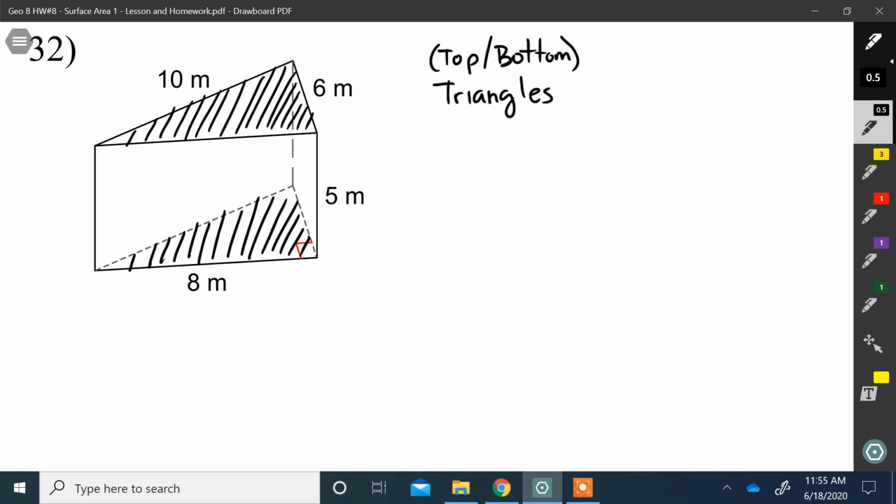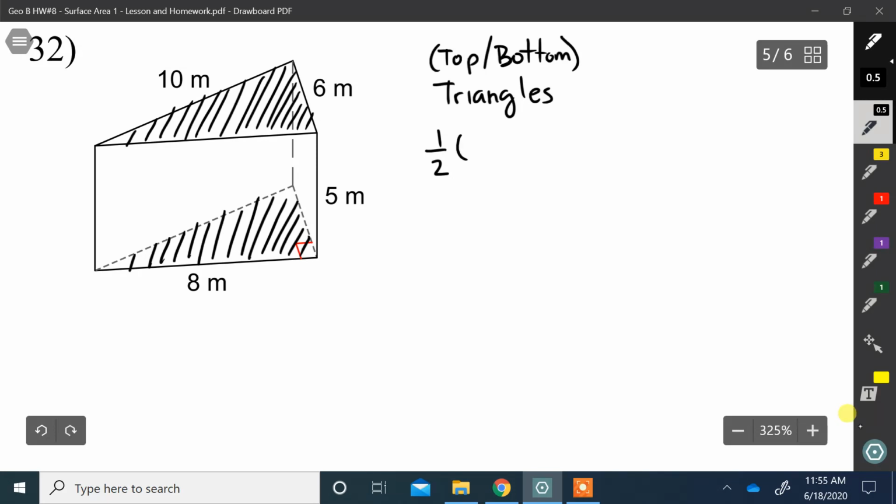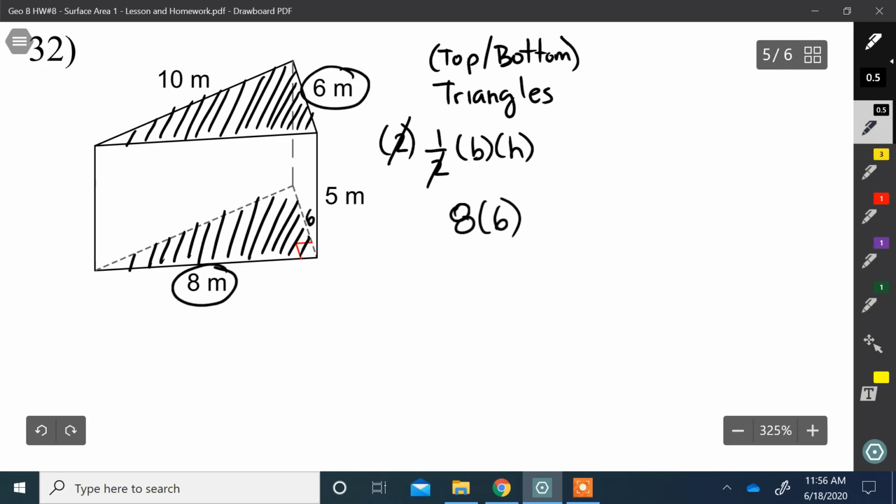Okay, remember, surface area is everything that is surrounding that. Okay, so top and bottom. So it's half times base times the height. In this case, since we have two of those, we're gonna multiply times 2, which is gonna cancel this. So it's just gonna be the base times the height. In this case, this is 6 right there because this is 6. So 8 times 6 for the triangles.